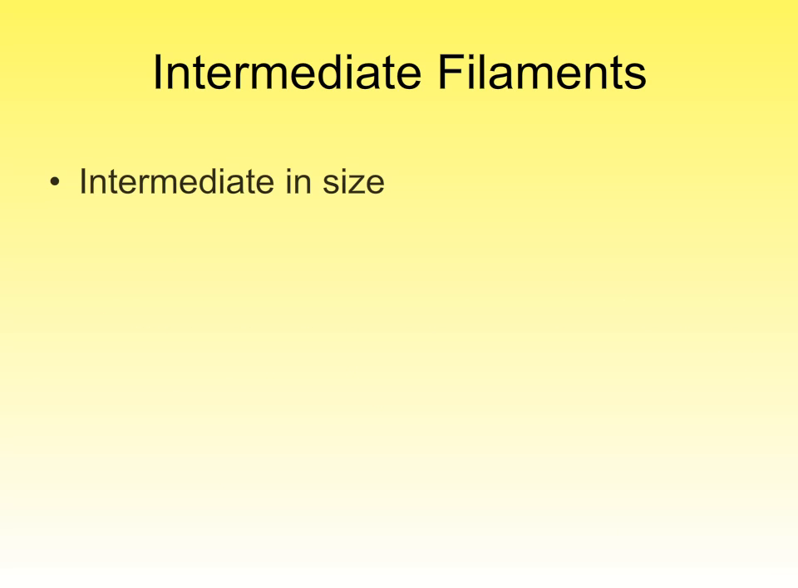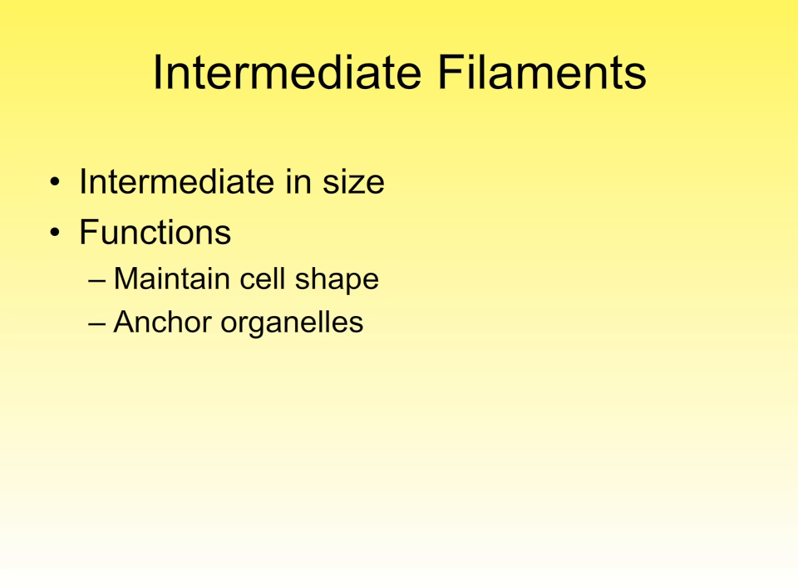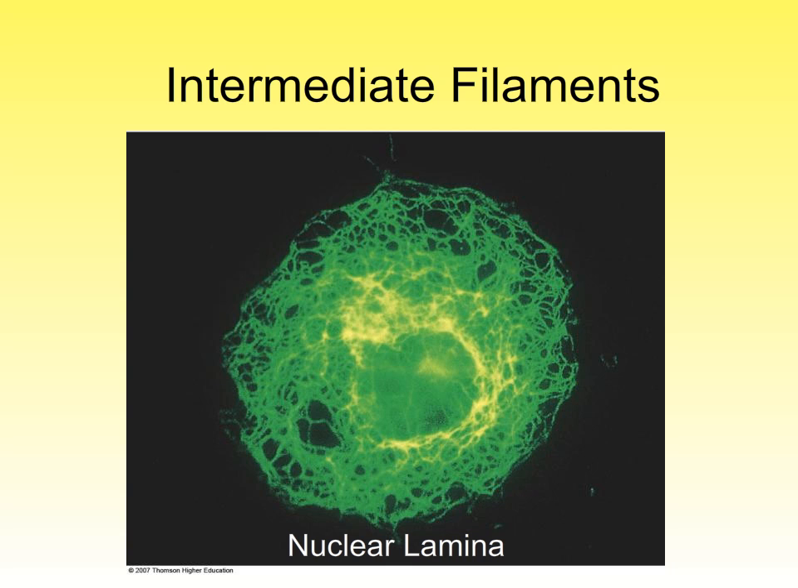Intermediate filaments are between microfilaments and microtubules in size. They maintain the shapes of cells, anchor organelles in place, and form the nuclear lamina underneath the nuclear envelope to maintain the shape of the nucleus. Intermediate filaments are stained with green fluorescent dye in this micrograph. In addition to defining the shape of the nucleus, they also anchor the chromosomes to the nuclear envelope.